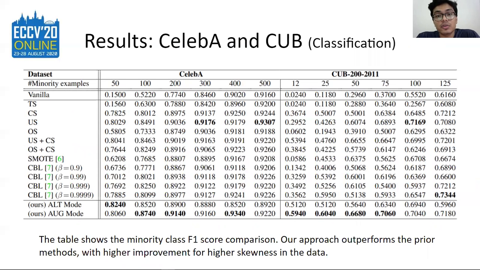Here are the F1 score values for the minority class of CelebA and the CUB dataset. Our proposed method clearly outperforms the prior approaches in the majority of the cases and is more promising when the imbalance is high. For example, in the highest imbalance scenario for the CelebA dataset, our method increases the F1 score by more than 5 folds with respect to the vanilla model. Similar trends are observed through all the 3 datasets.